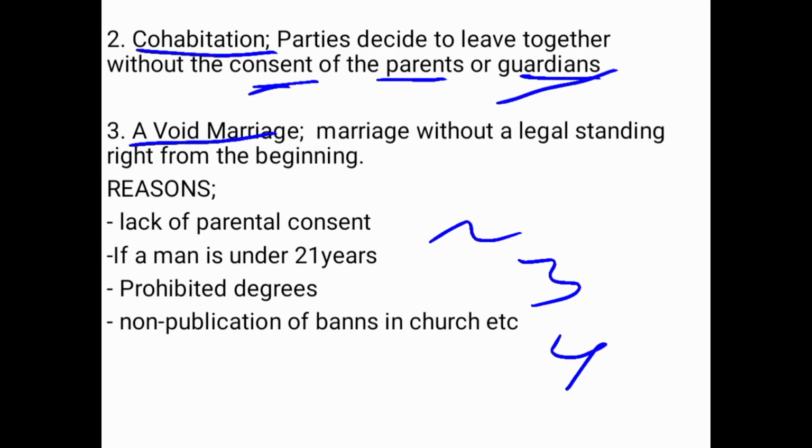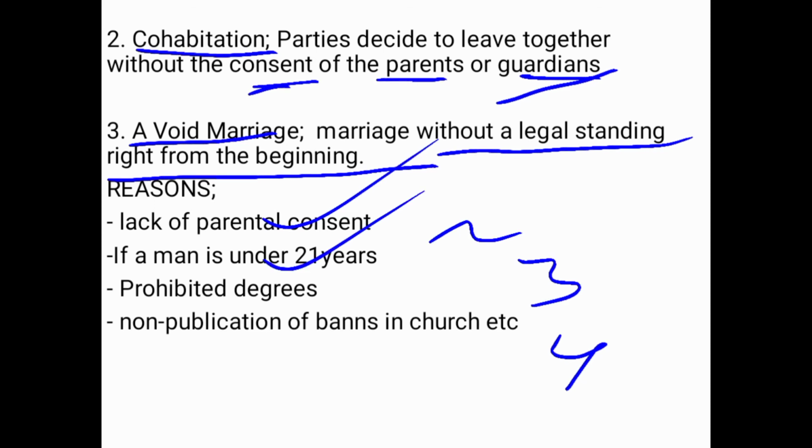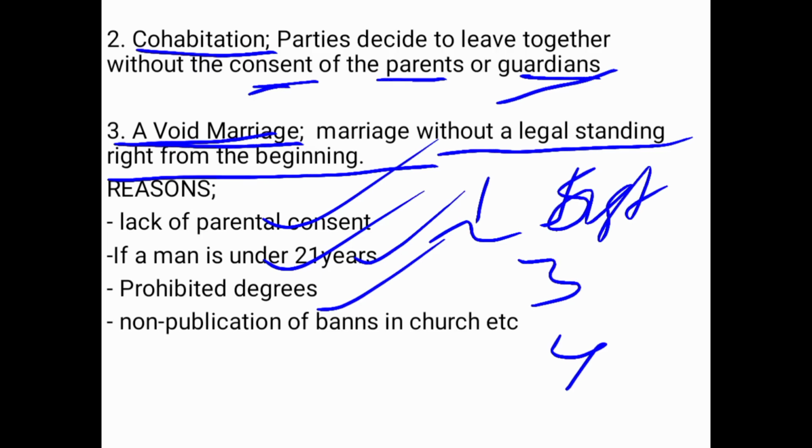The third one is the void marriage. A void marriage is simply a marriage without a legal standing right from the beginning. Reasons for that: lack of parental consent. If a man is under 21 years old, you try to stop them from getting married, they will insist. So they will get into marriage, but that will be a void marriage. It won't be recognized by law, because the law says 21 years old. Prohibited degrees. For example, you are a man, you marry your sister. That is a void marriage, not recognized by law.